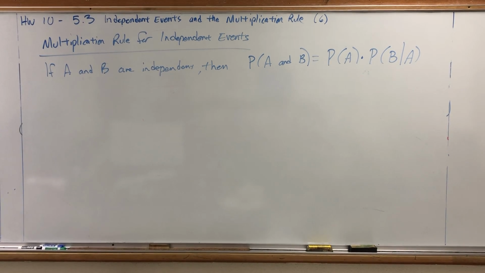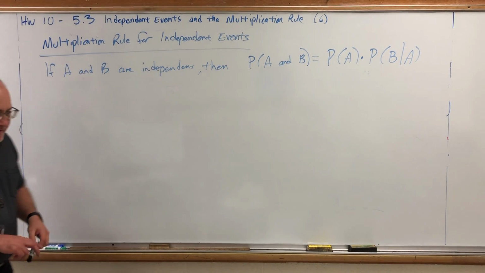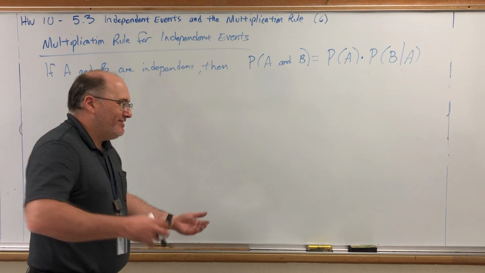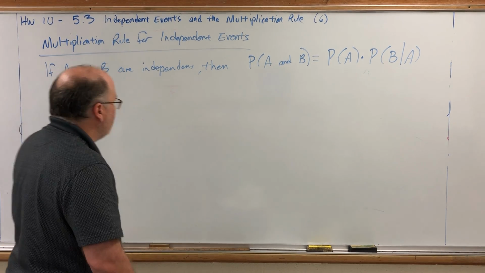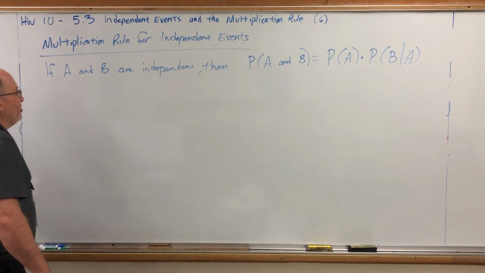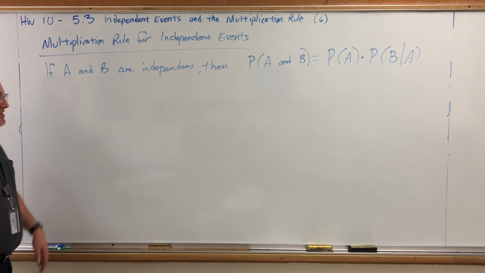Homework 10, section 5.3, independent events and the multiplication rule, video 6. Now that we've defined what independent events are, both ideally and in terms of numbers, probabilities, let's look at the multiplication rule for independent events.